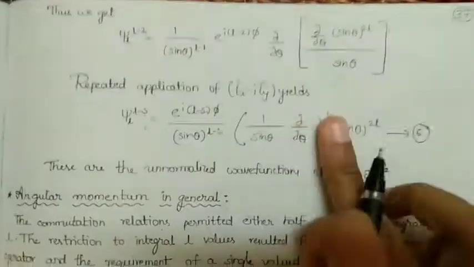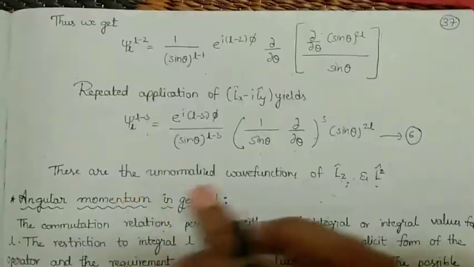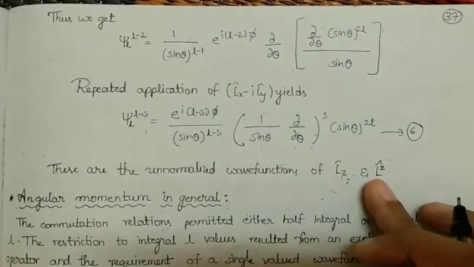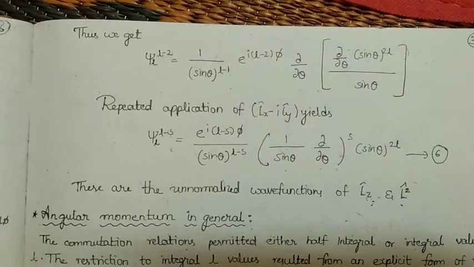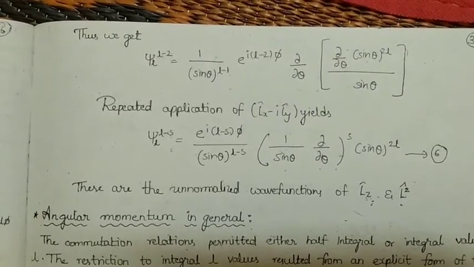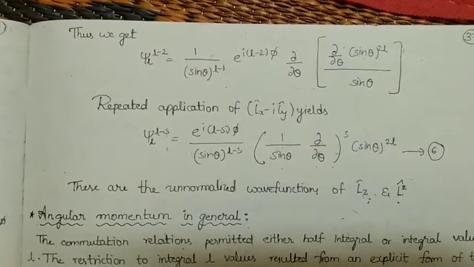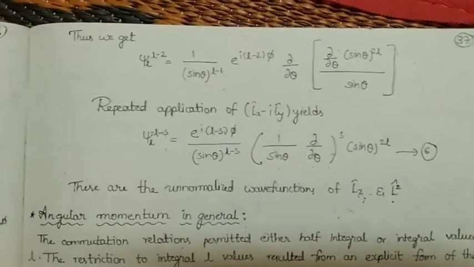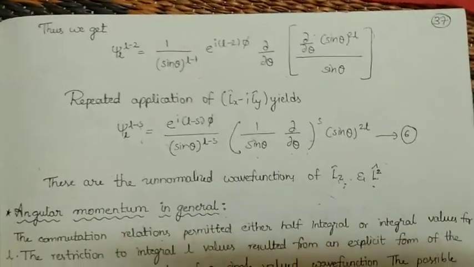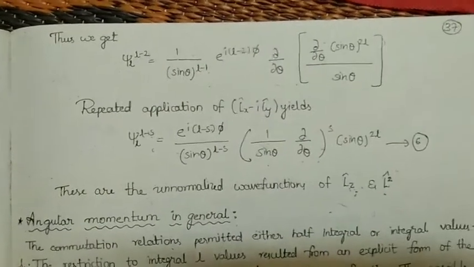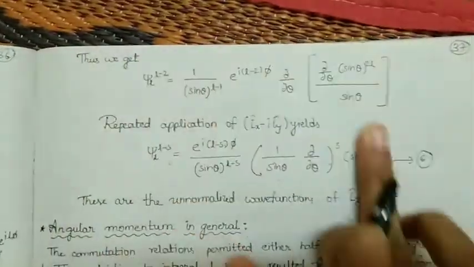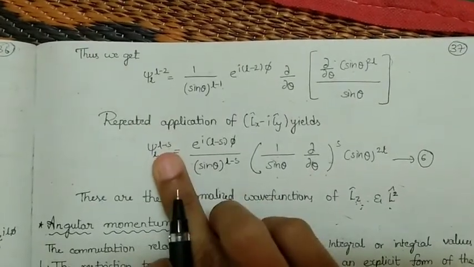So this is the wave function. These are the unnormalized wave functions of Lz and L square, they are not normalized. Because we know for a normalized wave function, the integration of xi star d tau equals 1. Unnormalized means the integration of xi star d tau is not equal to 1; we would get some value, some a. So this is the wave function for m value equal to L minus s.